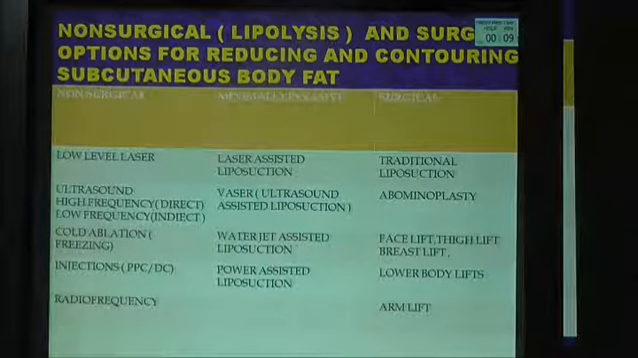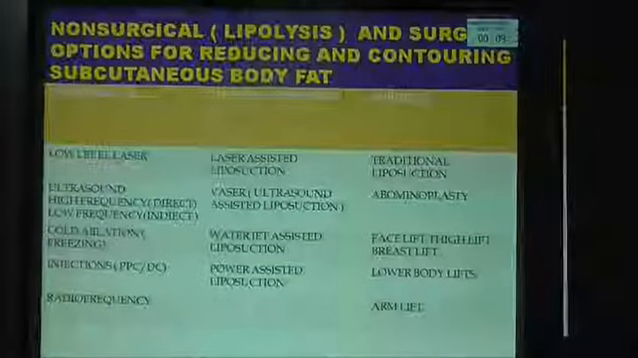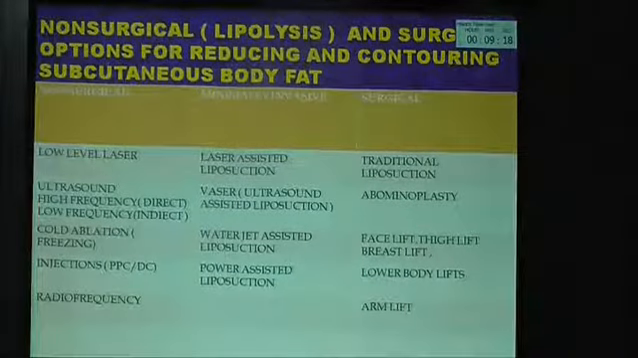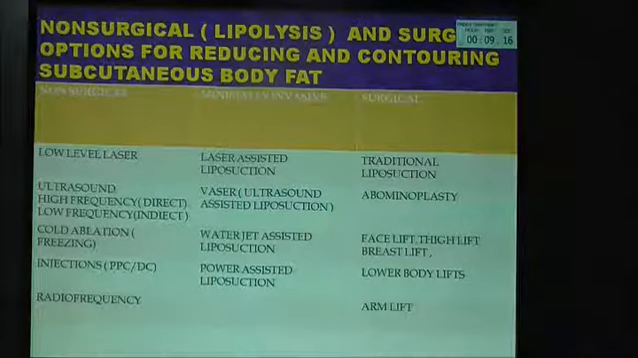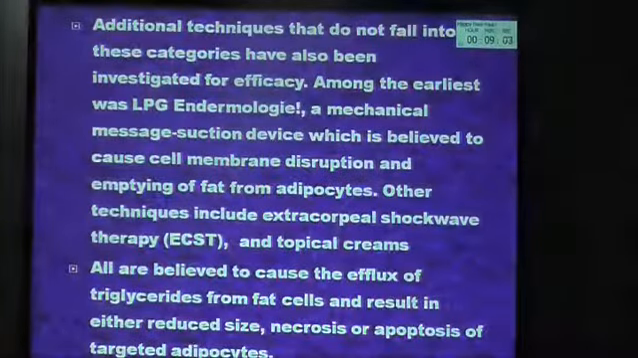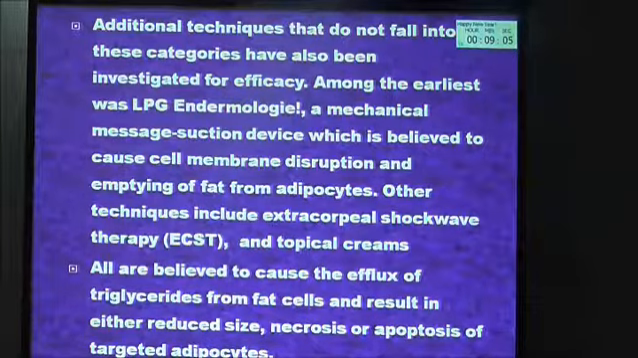So one is low level laser, one is ultrasound. Now ultrasound is divided into direct and indirect. There is cold ablation, which is the in thing in India now, which started in 2010 in the US, known as cool sculpting or fat freezing. Okay, there are some injections. Now the latest one is Kybella, approved by the US FDA for double chin or buccal fat, just approved in May 2015. Additional techniques which have been working, that's a different topic. It's on cellulite. So you have the LPG endermology.